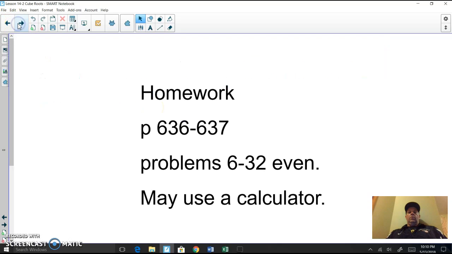For your homework, please do page 636 and 637, problems 6 through 32 even. You may use a calculator, and these will be due on Tuesday when I return.